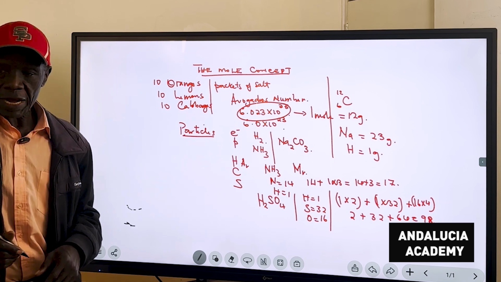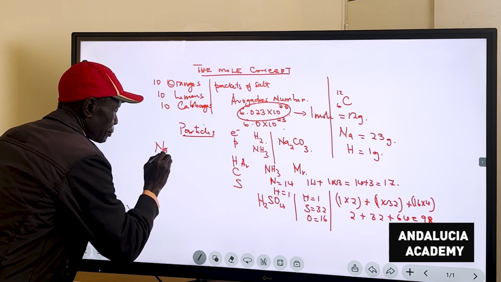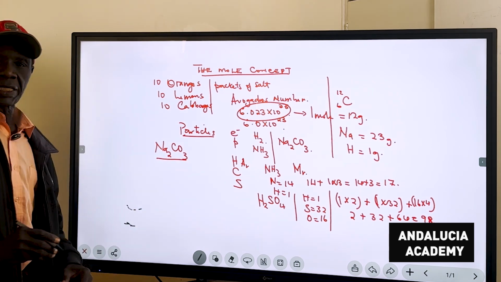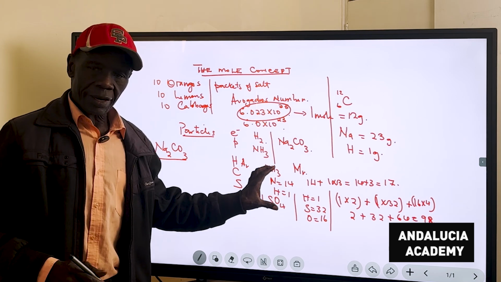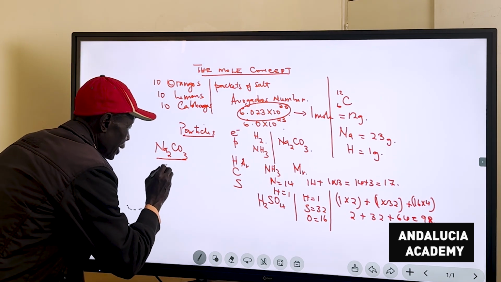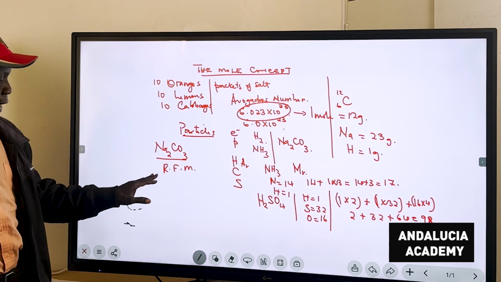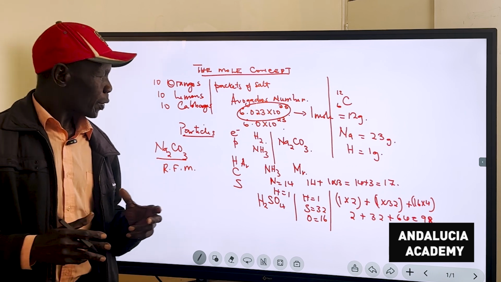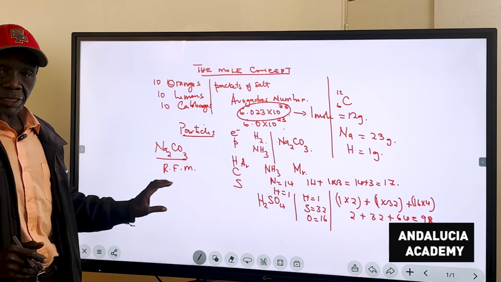But suppose we have an ionic compound. Let's say, for example, sodium carbonate. Now, sodium carbonate is an ionic compound. So instead of saying relative molecular mass, we use relative formula mass. Relative formula mass means the mass of 1 mole of an ionic compound represented by its formula.